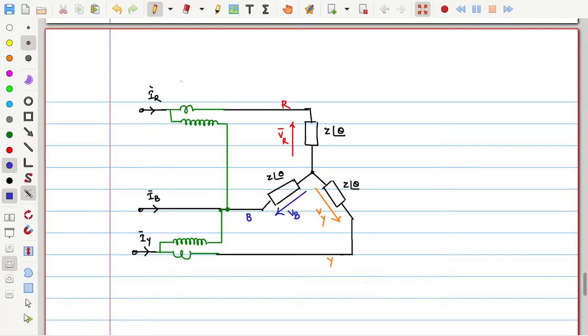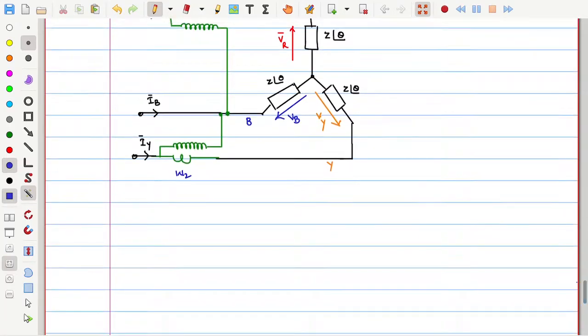Now let me put this as a W1 reading, this as a W2 reading. Now quickly I'll draw the phasor diagram for this corresponding case. First, we try to put up the voltage of each phase. This is VR, then VY is lagging VR by 120 degrees. Then VB is further lagging VY by 120 degrees.